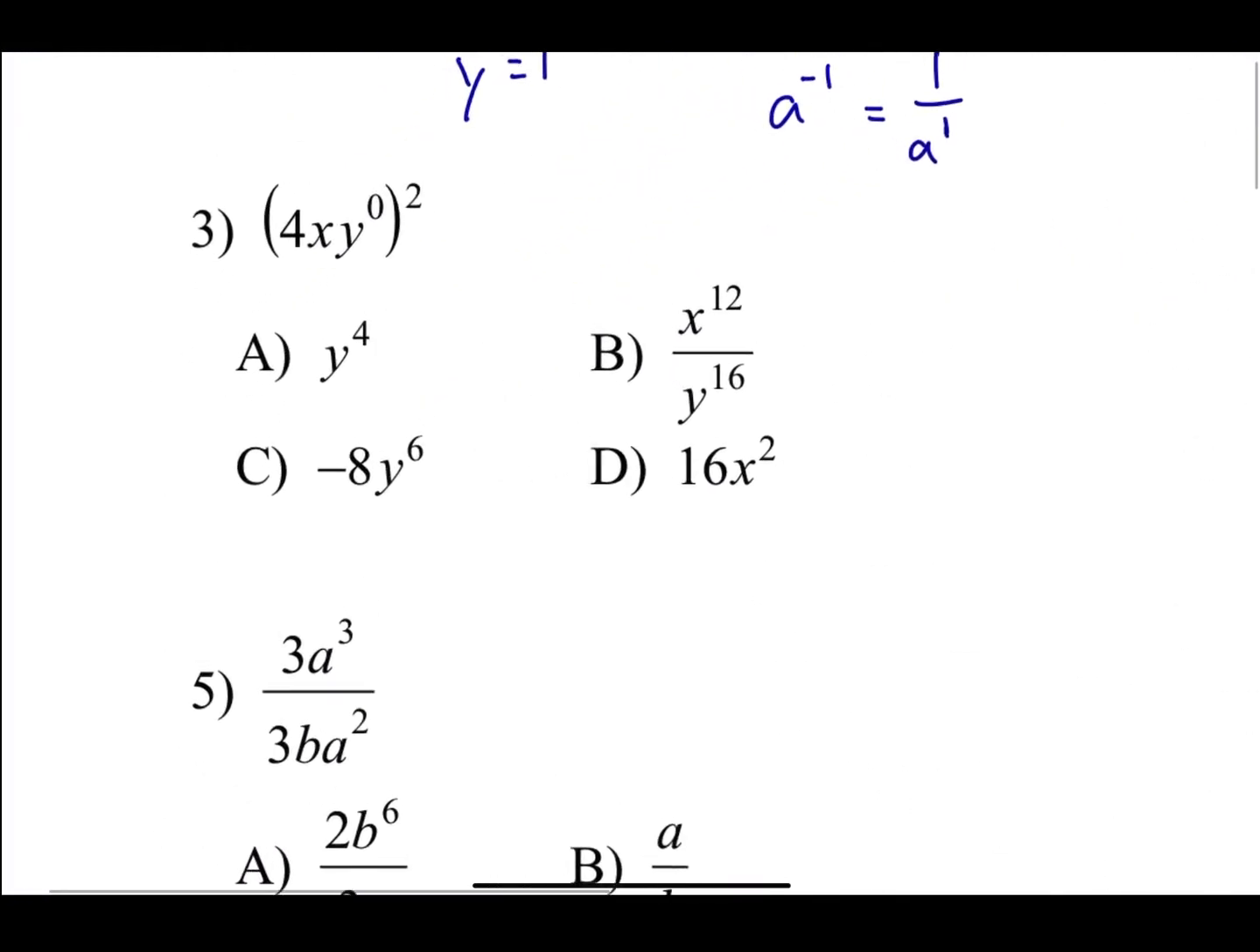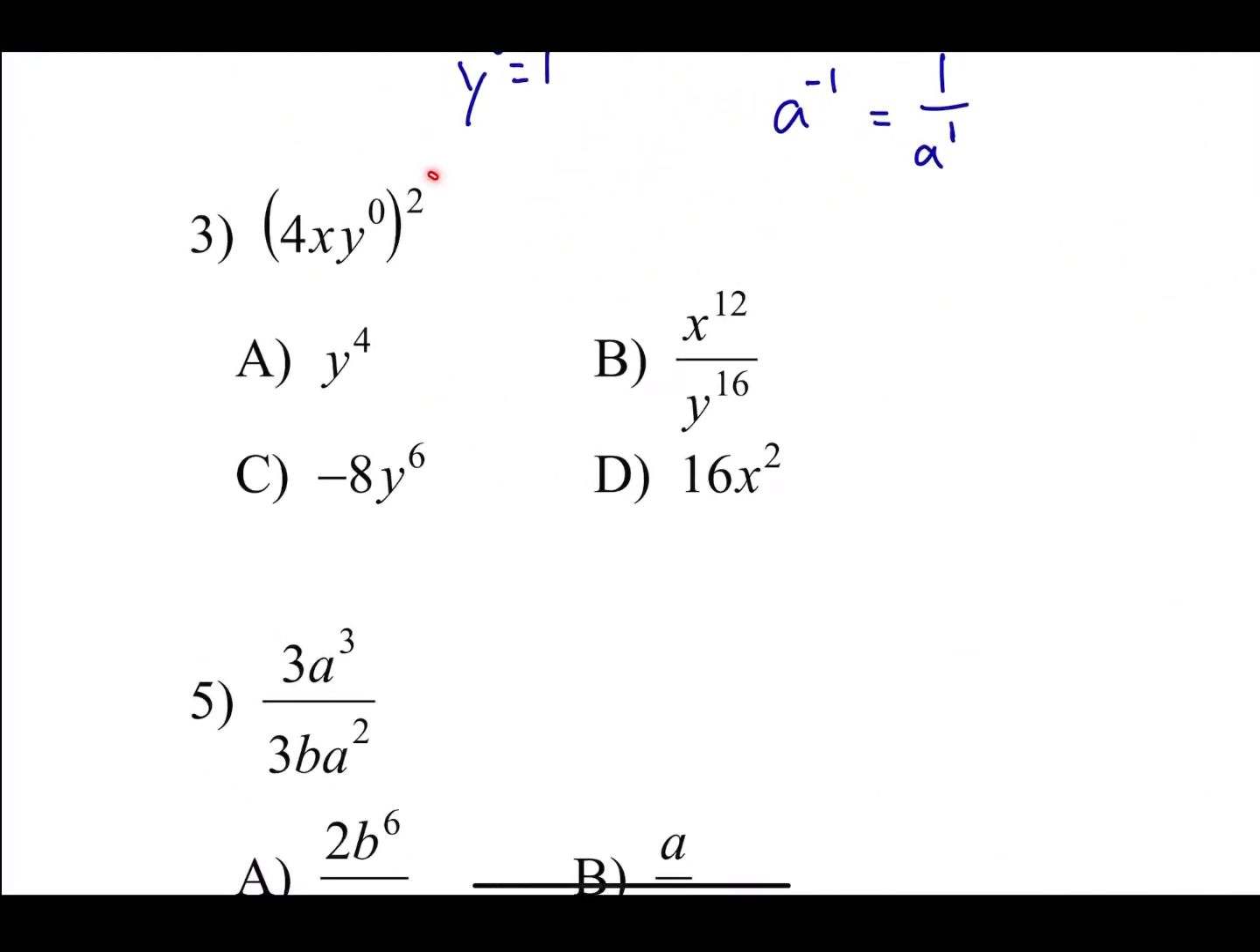3. We have an exponent on the outside of an exponent with parentheses. We are not going to add these, we are going to multiply. And because 2 is on the outside of multiple things, a 4, an x, and a y, this square is going to square the y to the 0, it's going to square the x, and it's going to square the 4. It's a lot like distribution. So this is ultimately going to be 4 squared times x squared times y to the 0 squared.